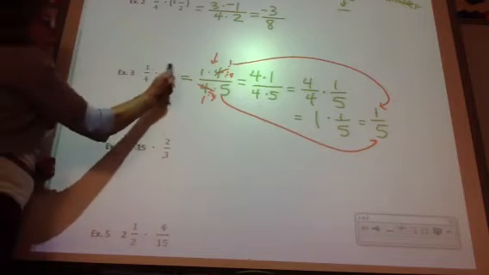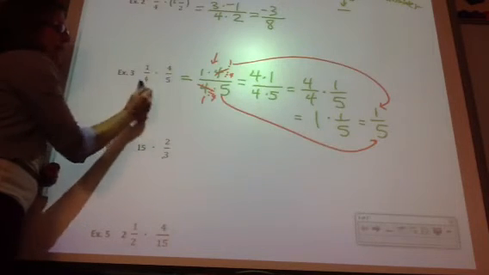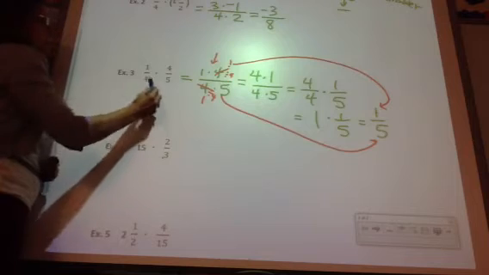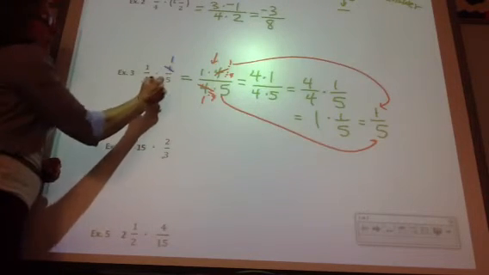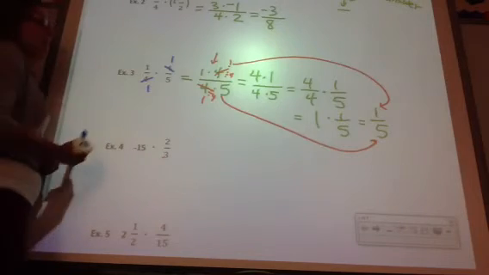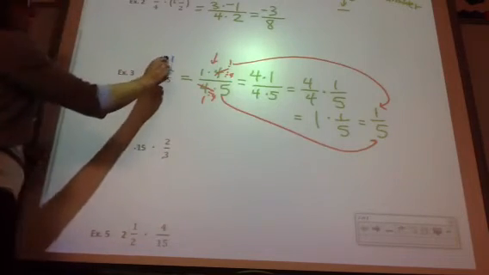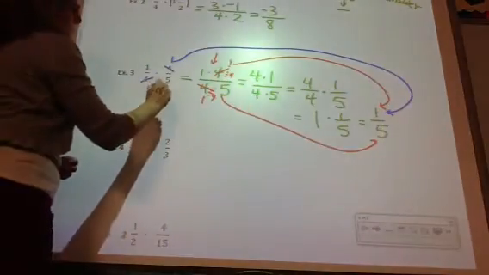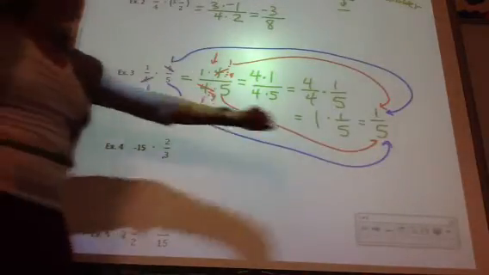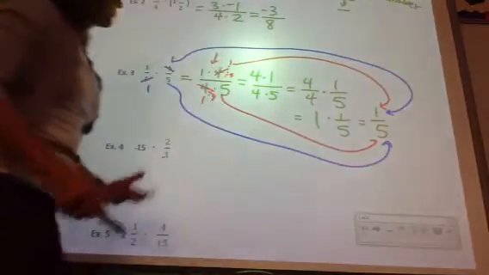Because I know that these two factors up here are multiplied together and these two factors down in the denominator are multiplied together. Then this factor of 4, I see it in the numerator and I see it in the denominator. I can go ahead and divide it out right there. So now I can say 1 times 1 is 1. 1 times 5 is 5. So I can go straight from this problem to the answer. That's okay.